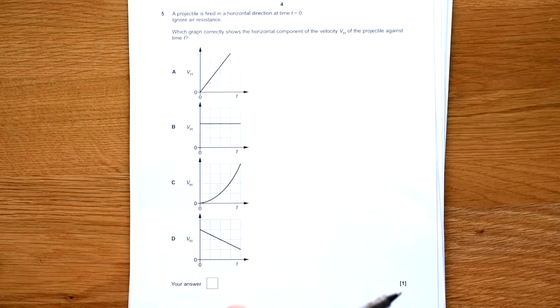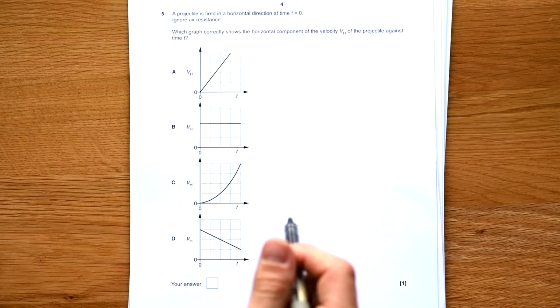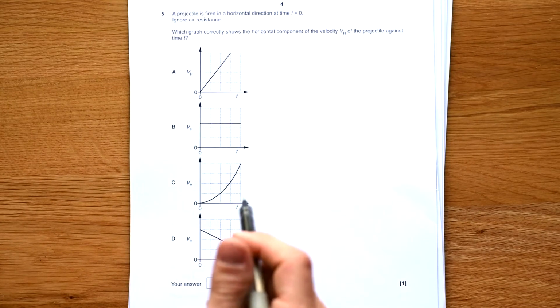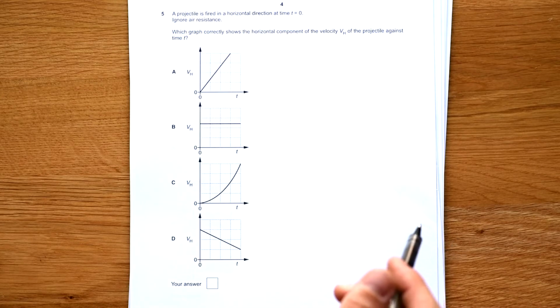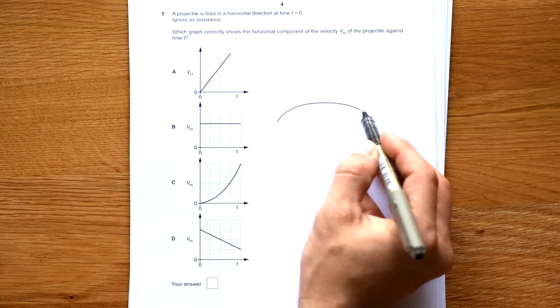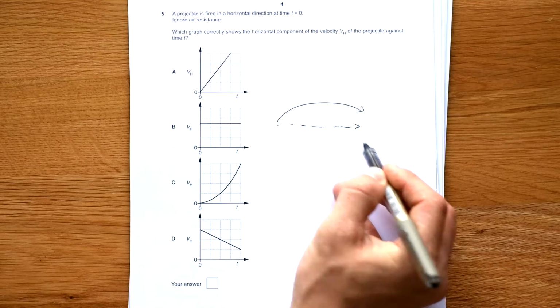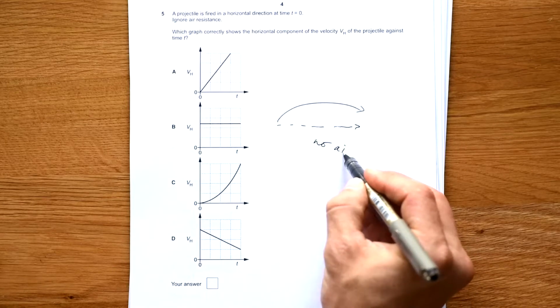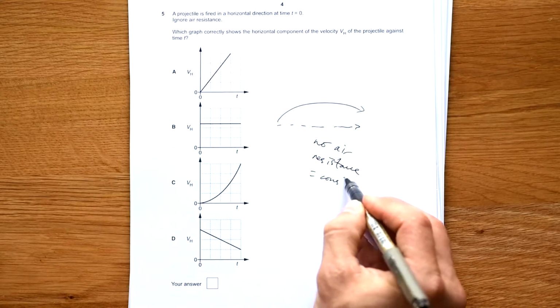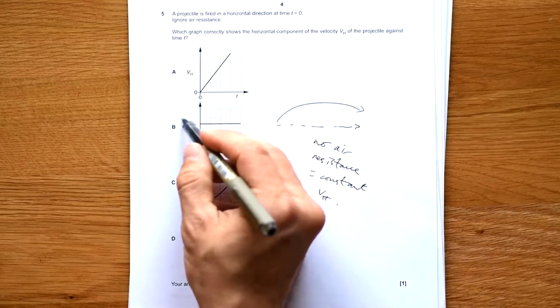5. A projectile is fired in a horizontal direction at time 0. Which graph correctly shows the horizontal component of the velocity h of the projectile against time t? We know that for something that is being projected horizontally, no air resistance equals constant horizontal velocity. Has to be B.